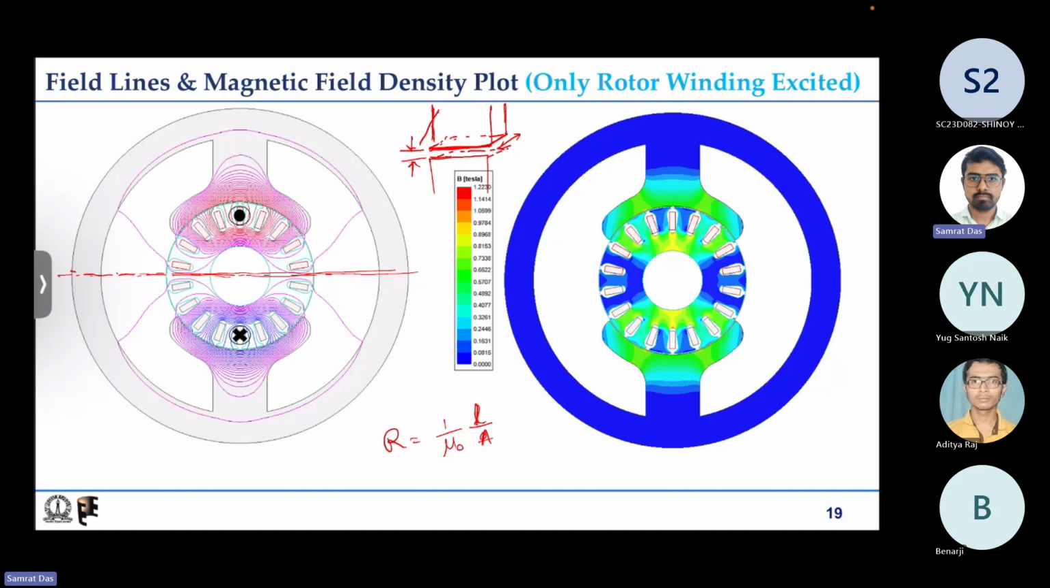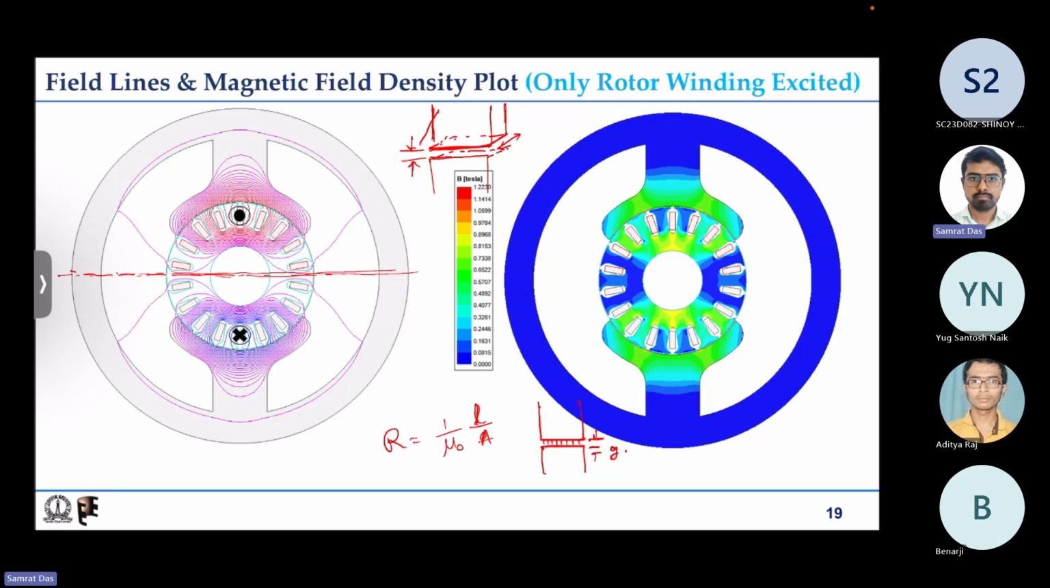Now I will draw a 2D view. This is one pole, this is another pole. If the gap is quite small, then the lines can be approximated to be lines, may not be exactly straight lines, but they can be reasonably approximated as straight lines, with gap length, say g.